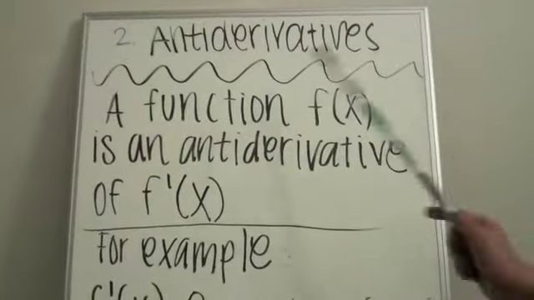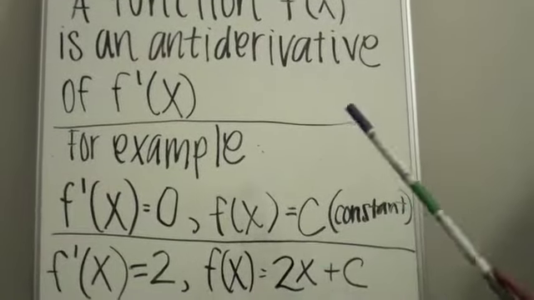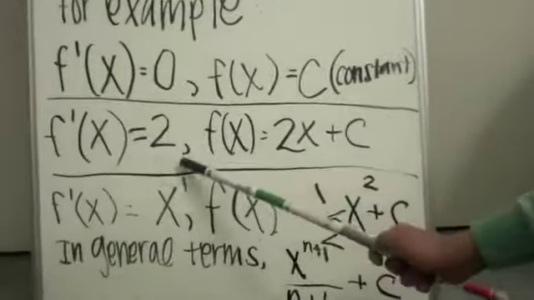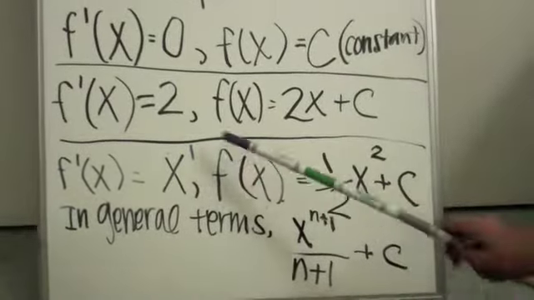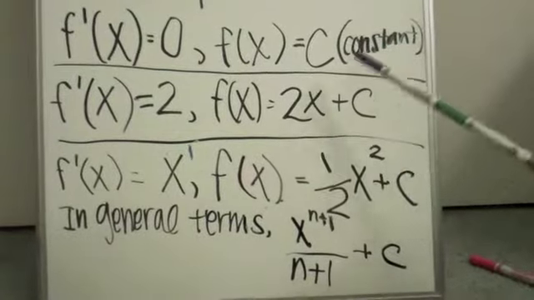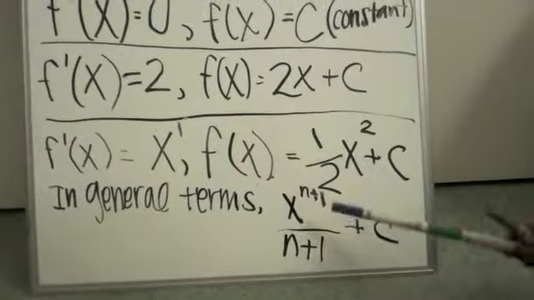Antiderivatives. A function f of x is an antiderivative of f prime of x. For example, if f prime of x equals 0, f of x equals c, a constant. If f prime of x equals 2, f of x equals 2x plus c. If f prime of x equals x to the first, f of x equals 1/2 x squared plus c. In general terms, x to the n plus 1, all over n plus 1, plus c.